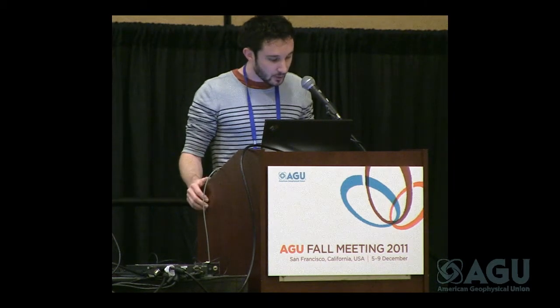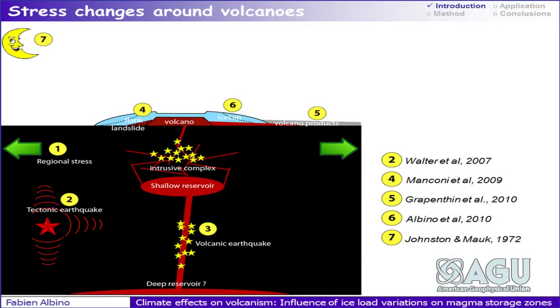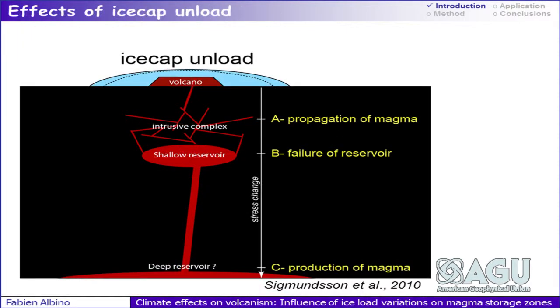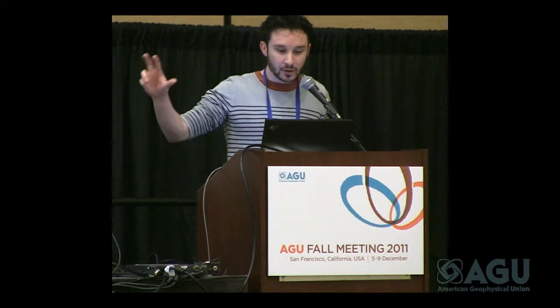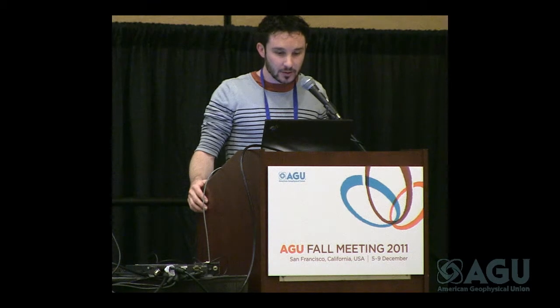And from my numerical modeling, I quantify how the stress variation in the crust can affect the magma system of volcanoes. So we can define 3 different mechanics due to the ice cap unloading. It can influence the propagation of magma, the failure of a shallow reservoir, and also the production of the magma at deep level. In my research field, I focus only on the shallow part, on the failure of the reservoir.